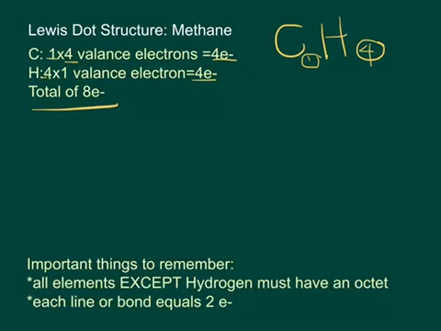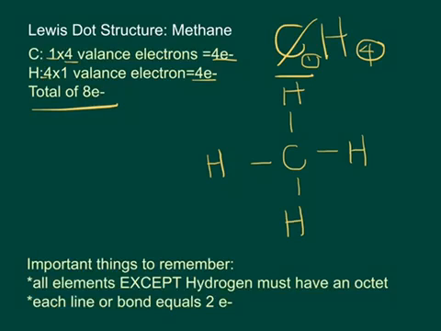So typically your first element in a compound is going to be the central element. So we're going to draw a carbon right here. And then we can add our hydrogens. So we have 4 hydrogens, so we're going to draw 4 hydrogens around this molecule. We'll make it as even as possible. So here we have 1, 2, 3, and 4 hydrogens.